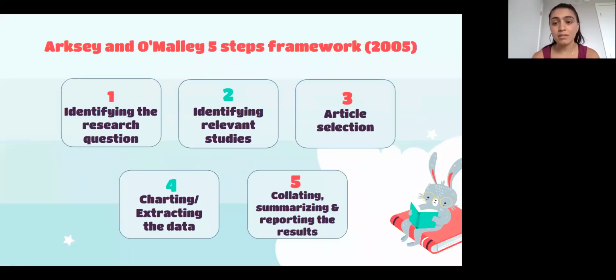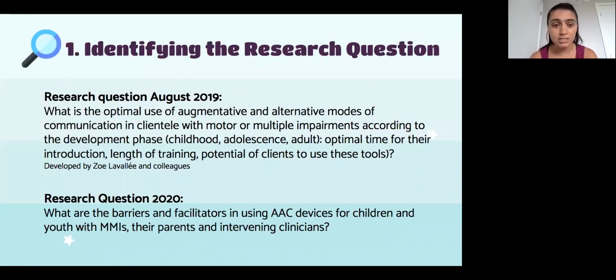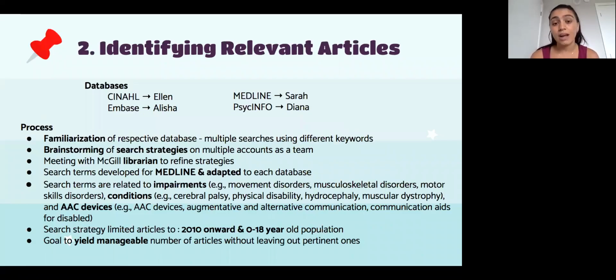So now in terms of the methodology, we did use the Arksey and O'Malley 5-step framework. So we'll go into a little bit more detail on our process. The first step that we had to do was to identify the research question. And as I mentioned before, we discussed how the research question was refined from what it was originally. The next step was to identify relevant articles. The way that worked was we had 4 different databases and we were each assigned to one. So the first step was basically to familiarize ourselves with the databases and to do multiple searches.